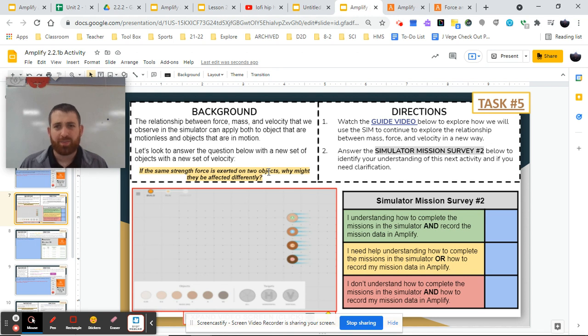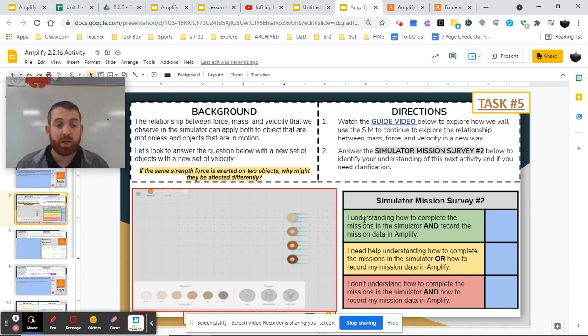But we know that our space pod was actually in motion, that our space pod was approaching our space station, and that this idea of them not moving isn't exactly like what's going on in space. So our next mission is going to focus on that idea. What about objects that are in motion? What happens if we have the same strength force that's exerted to two objects that are in motion?